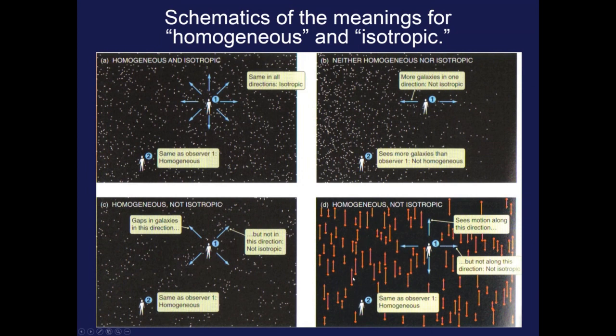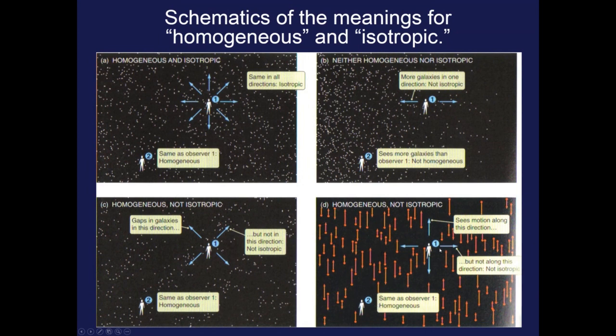Similarly, here we have a situation where everything is moving, but only up or down in the picture, not side to side, not diagonal, just up or down in the picture. So if you look up or down in the picture, you see things moving that way. If you look side to side, you see nothing moving that way. No Doppler effect would be detected side to side. And so this is not isotropic, but it is homogeneous.